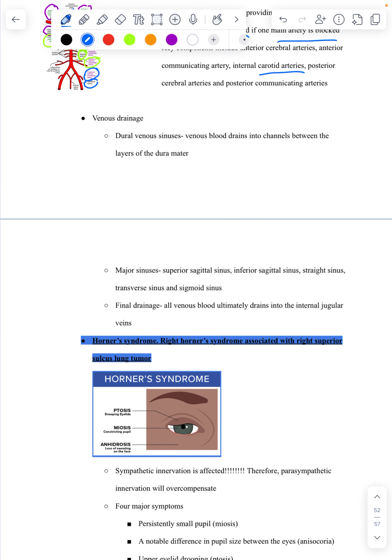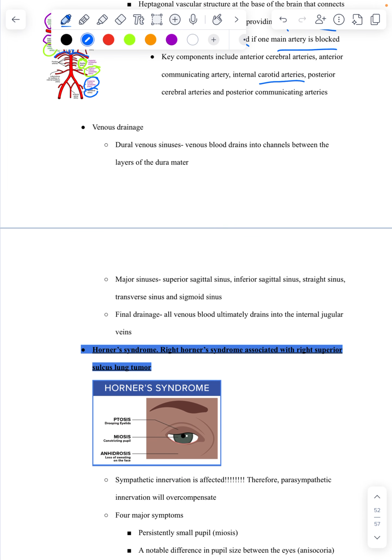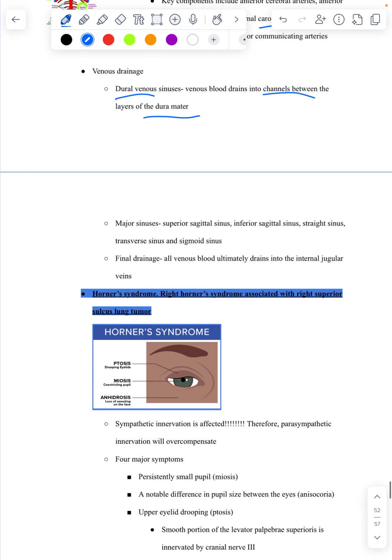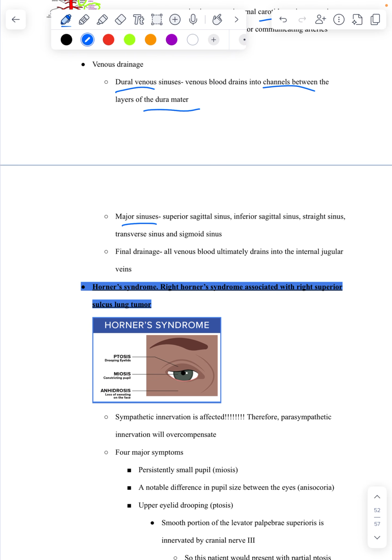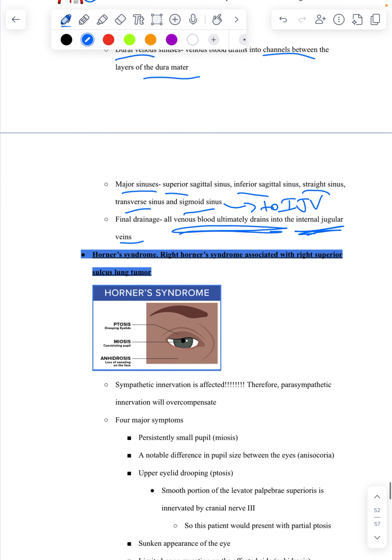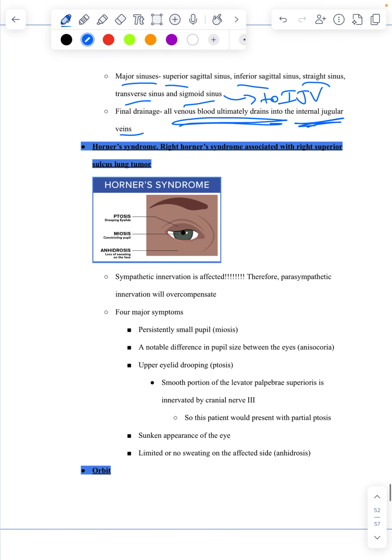And then we already talked about the sinuses. So you have dural venous sinuses, blood drains the channels between the dural matter, so dural venous sinuses. The major ones are the ones we keep seeing in lab: transverse, inferior, straight, superior sagittal, inferior sagittal, straight, transverse, sigmoid, and then eventually after sigmoid, it drains to the internal jugular vein, which will combine with the subclavian, give you your brachiocephalic, right and left brachiocephalics, become your superior vena cava.